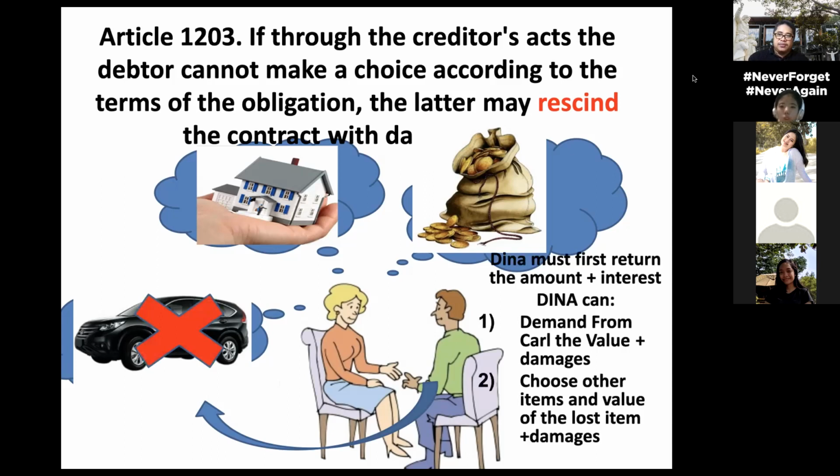So Dina is given the option to return the amount plus the interest, and Dina can demand from Carl the value of the item plus the damages. Or Dina can also choose the other items whose value is still there, plus the damages. So choose other items and the value of the loss. So idugang niya pagid ang value sang first choice nga nadula.